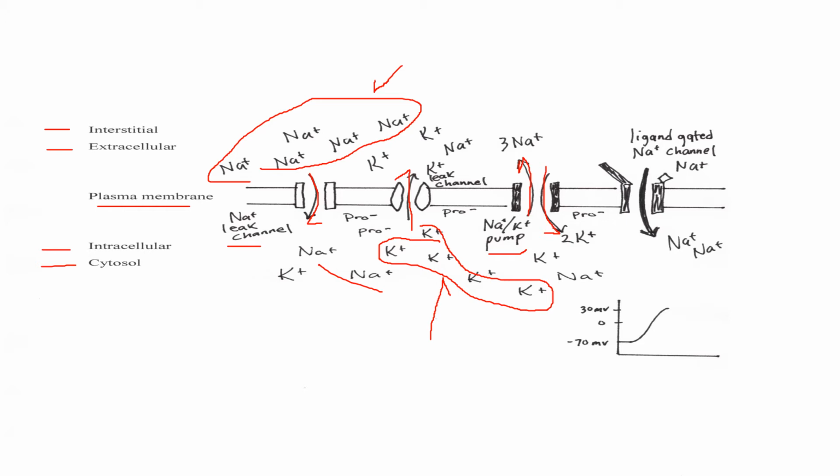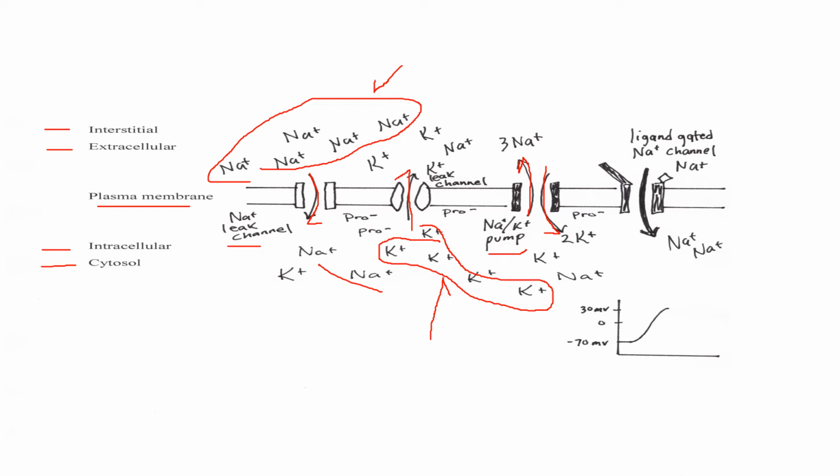Sodium gets pumped out, it continuously leaks in. Potassium is pumped into the cell and it continuously leaks out. But at all times you maintain these concentration gradients with more sodium outside the cell than inside and more potassium inside the cell than outside the cell. These concentration gradients are a form of potential energy.